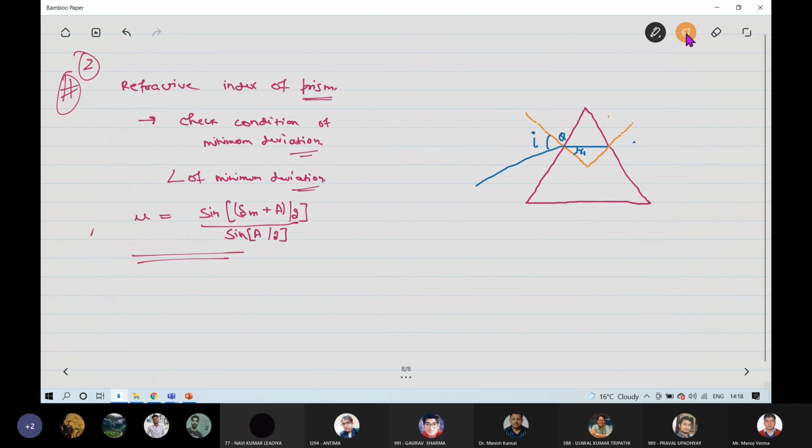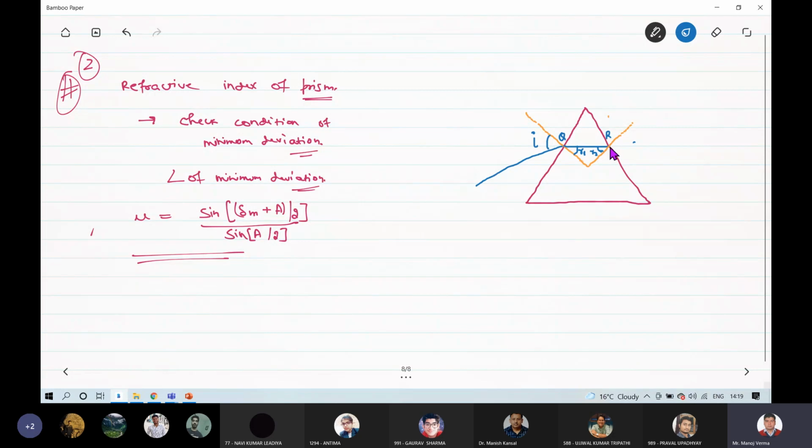now you can see the angle of incidence at this interface, at this point, I am calling as R2. Now, if this ray QR is traveling from denser to rarer medium, it will bend away from the normal, right? And I am calling this angle the angle of emergence. So the ray diagram should look something like this.